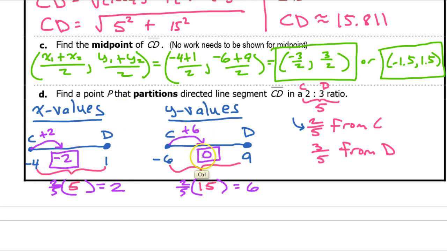Putting the x value and the y value together, you'll see that the partition point, the point that splits the segment into the ratio 2 to 3, is the point -2, 0.